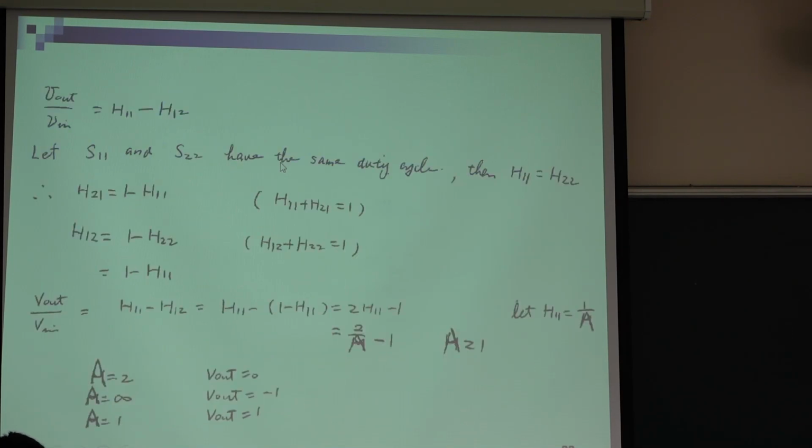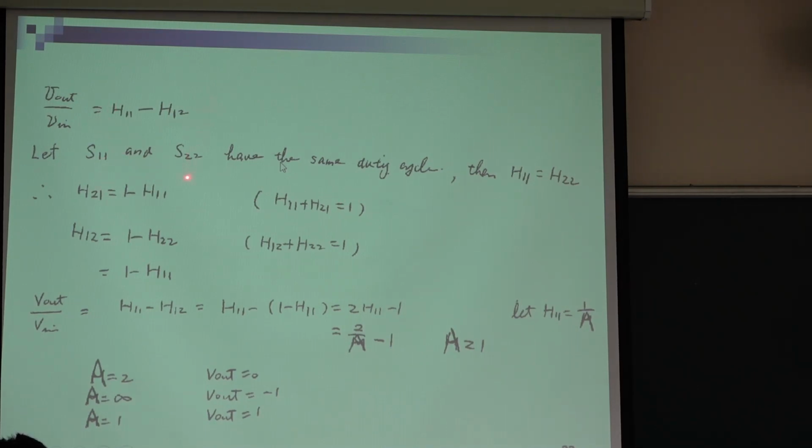Then, how about the voltage ratio? We can calculate Vout divided by Vin. It is H11 minus H12. So do you think Vout divided by Vin is negative? Is it possible to be negative? From here you can see if this is 0, this is 1, it could be negative. It also could be positive. If this is 1, this is 0, it is positive. So the output voltage could be positive, could be negative. If half positive, half negative, it becomes 0. So we have many possibilities.